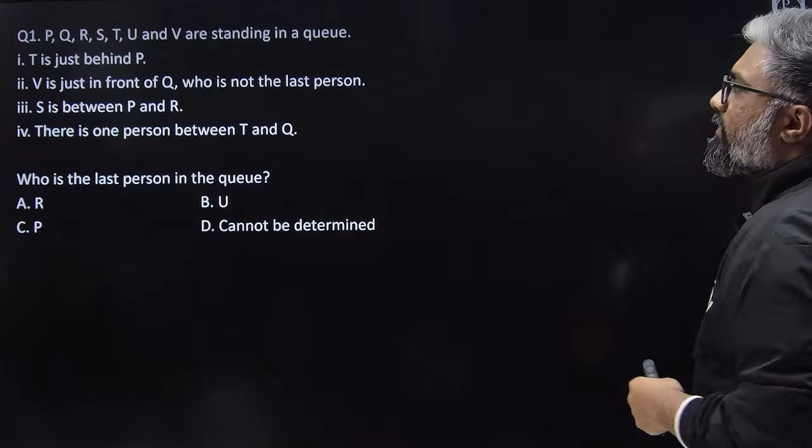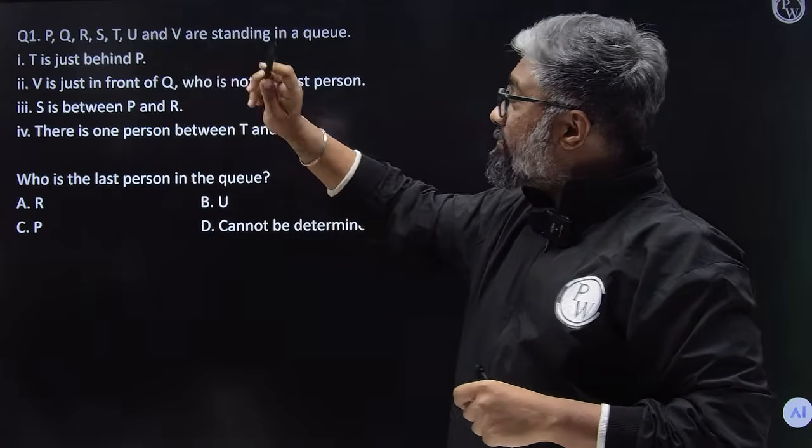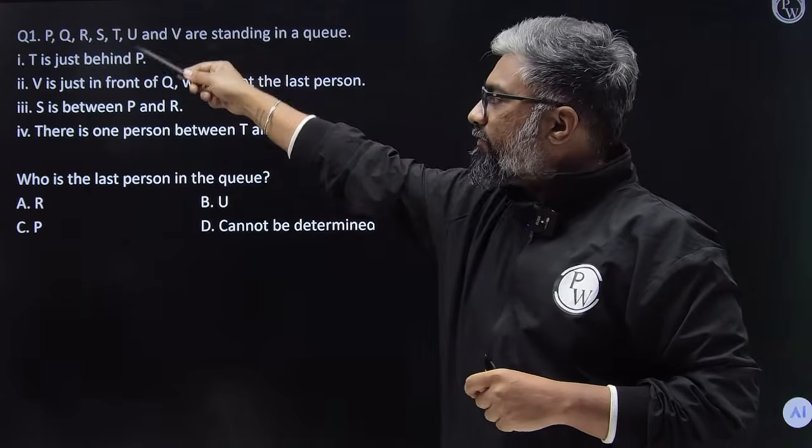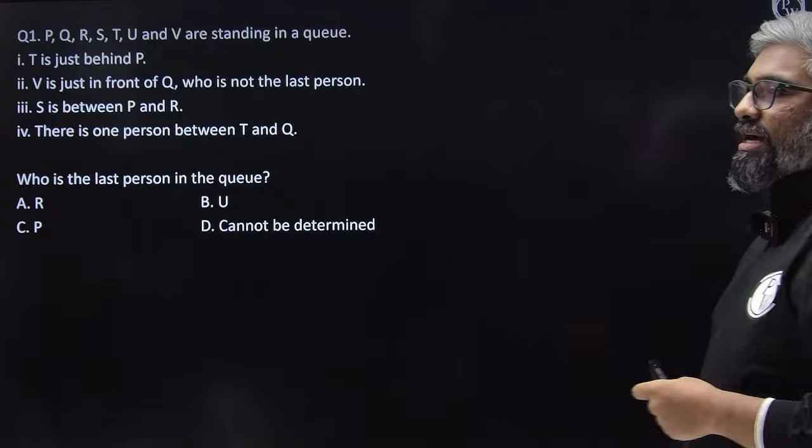Okay, let's have a look at this. So how many people? 1, 2, 3, 4, 5, 6, 7 people are standing in a queue. We have 4 conditions. The question is asking who's the last person in the queue. Let's see if we can answer this.